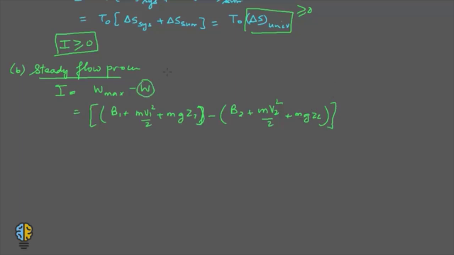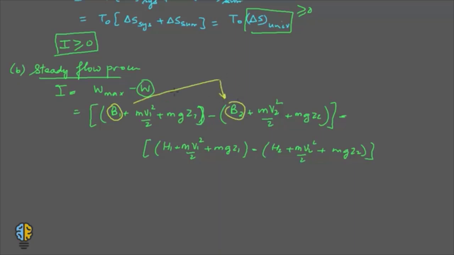Let's look at the actual work done. That will be equal to minus h1 plus mV1 square by 2 plus mgZ1, minus h2 plus mV2 square by 2 plus mg into Z2. Alright, now if you look at this, this is nothing but your Keenan functions. The value of Keenan function, that is b, is equal to h minus T naught s, isn't it?